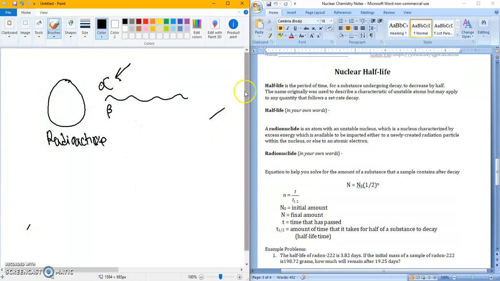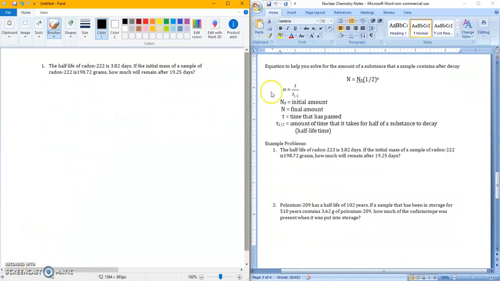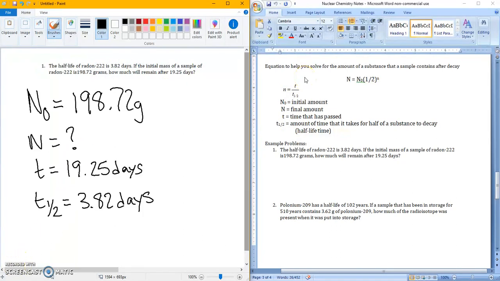Alright, let's try an equation. So the half-life can be measured using this equation, with the variables listed here. So if I want to know how much of my substance will remain after 19.25 days, the first thing I have to do is look for my variables. Pause the video for a moment and see if you can identify which variables we have and which numbers they go with. Did you get it?